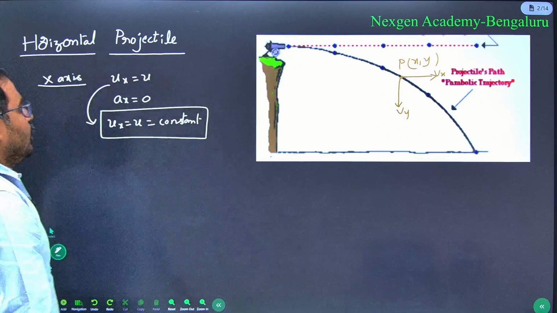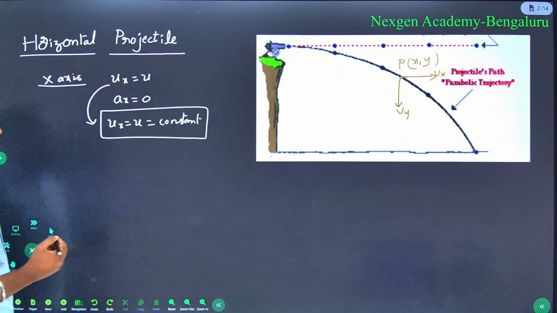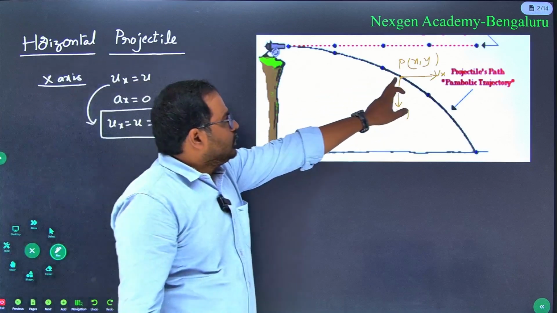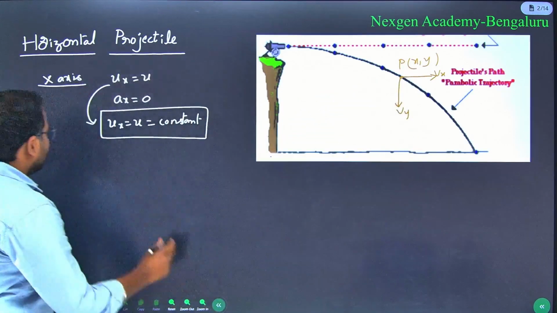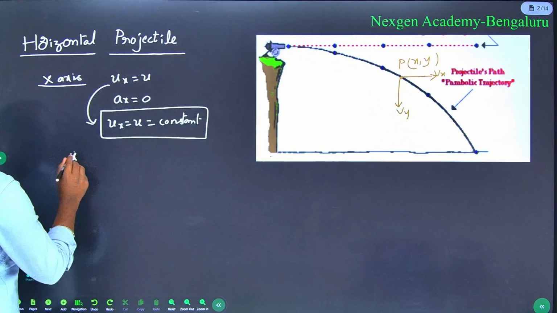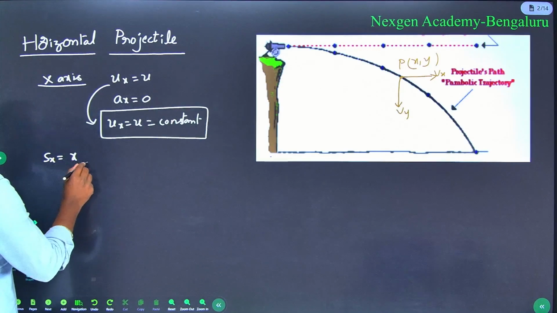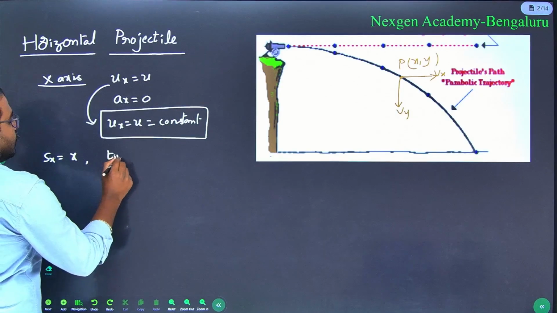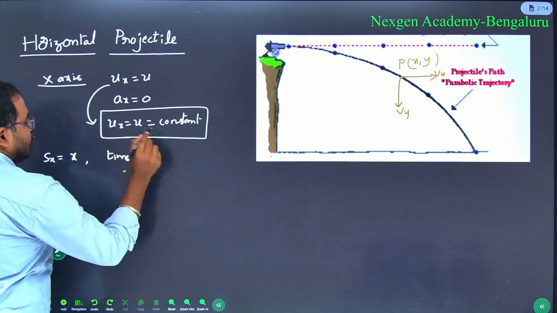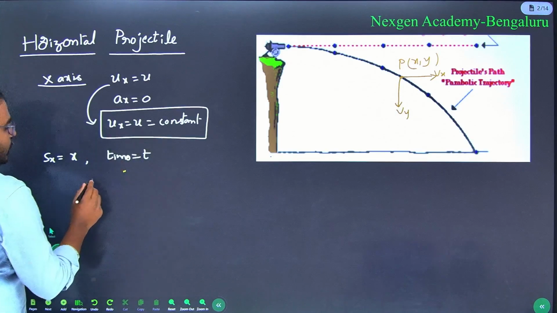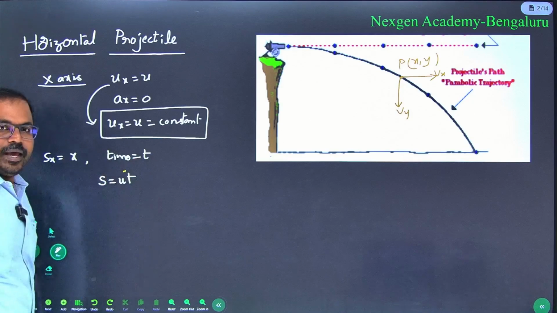Okay, right. Now, after a time t, what is the position of the body? After a time t, this is the position we are assuming. It has the coordinates x comma y. The x coordinate we want to find. The horizontal displacement is equal to x. The time taken from the beginning is t, and here we know that s is equal to u into t because there is no acceleration here.